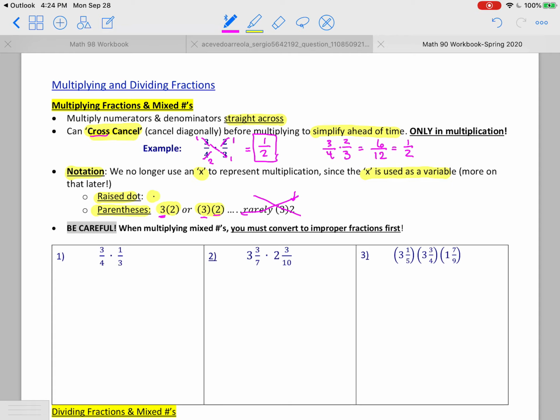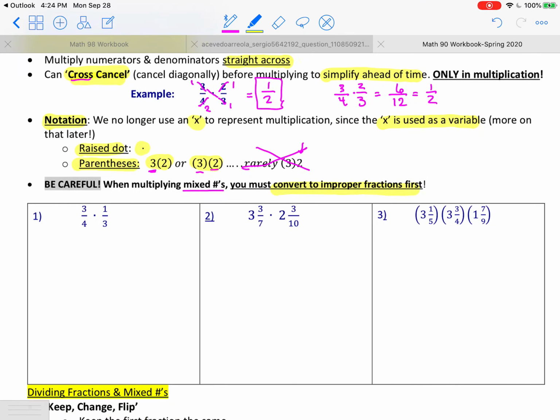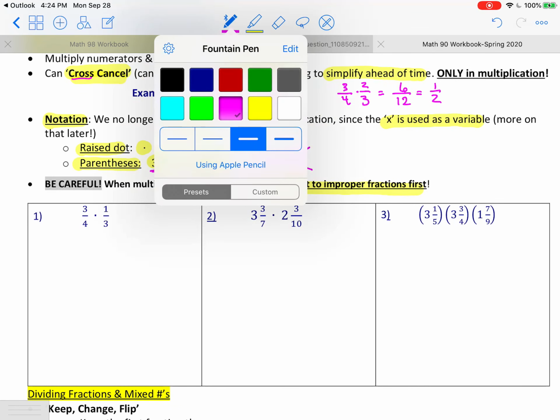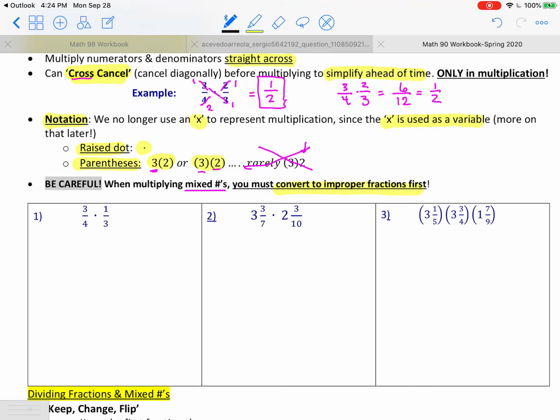All right, so that's it for basically multiplying fractions. We want to be careful when we are multiplying mixed numbers. We need to remember that we always have to convert to improper fractions first before we multiply. We will not get the correct answer if we don't do that. All right, so let's work on a few problems here.